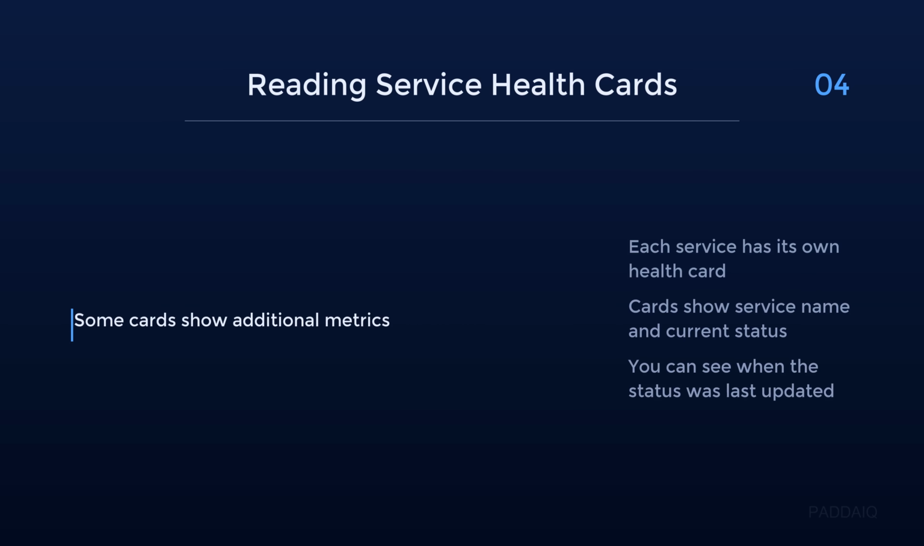Some cards show additional metrics. This means beyond basic status, you can see detailed performance data like response times or usage rates. For example, a cloud database card might display current connections and query volume. Monitoring these extra details helps you better understand and manage service health.